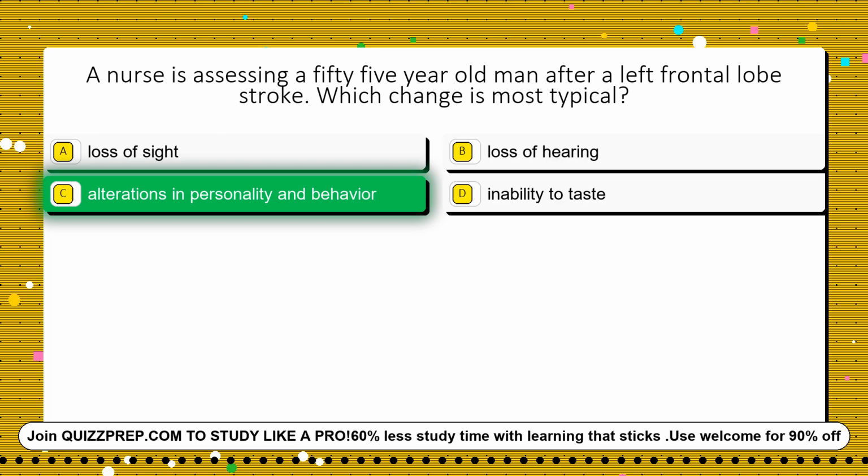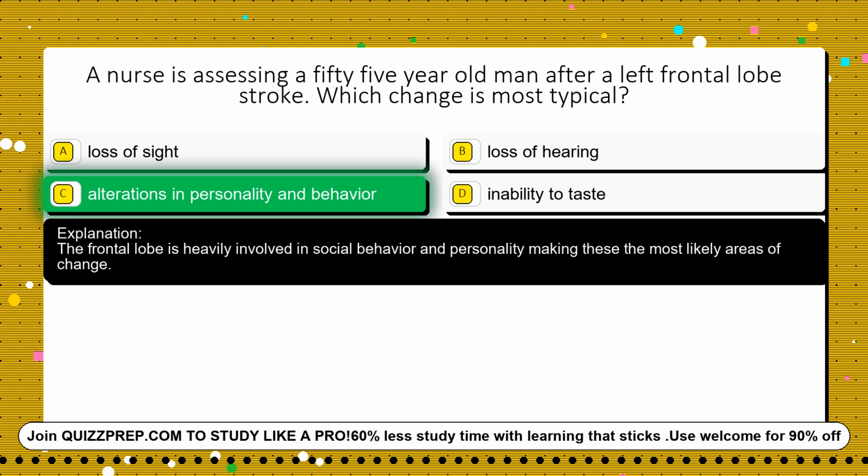The correct answer is option C, alterations in personality and behavior. The frontal lobe is heavily involved in social behavior and personality, making these the most likely areas of change.